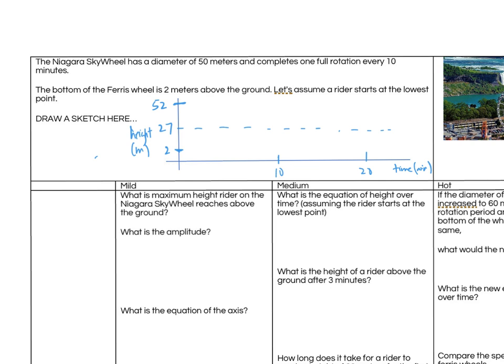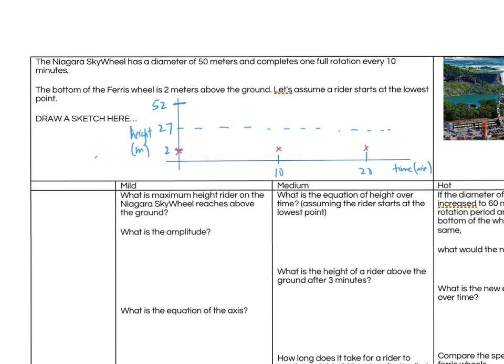All right, so I have the scale on the bottom with 10 and 20 minutes because there's a full rotation every 10 minutes. We already assumed that the rider was going to start at the minimum point, or at the lowest point, so 2 on the y-axis or the height axis. It'll do a full rotation every 10 minutes, so it will be at 2 again after 10 minutes and then again after 20 minutes.